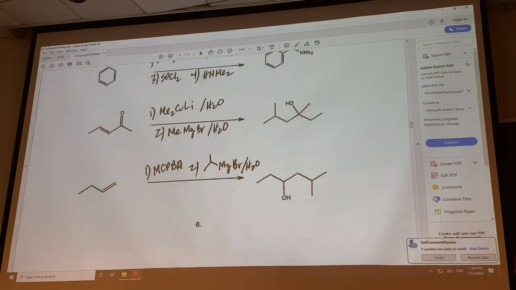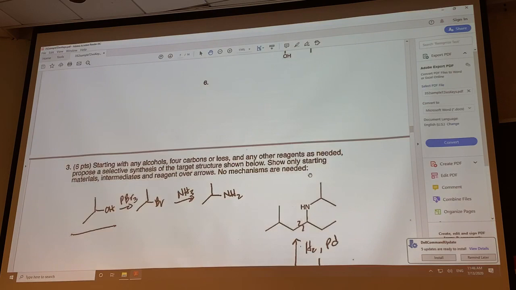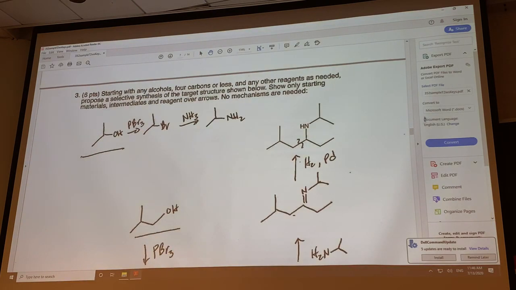All right, MCPBA, and then opening up that epoxide right there. Yeah, those are the trickier ones with the Grignards, I think. Practice those epoxide ones. Then we got a multi-step one here.